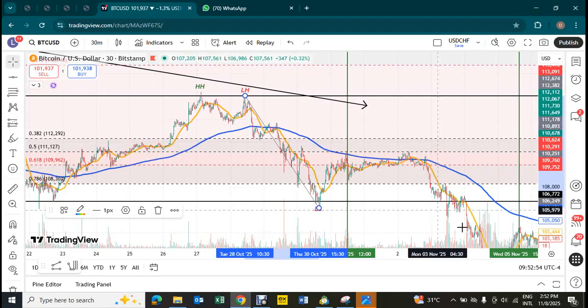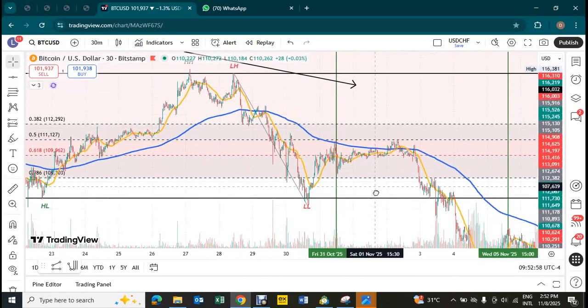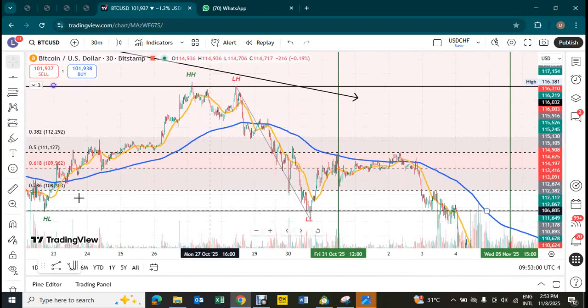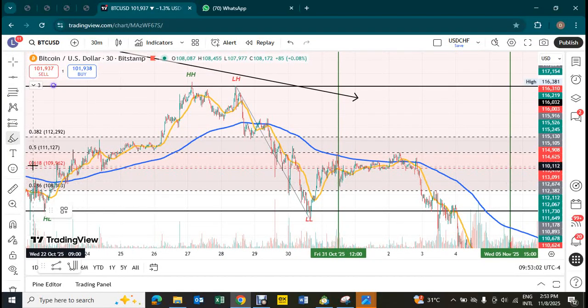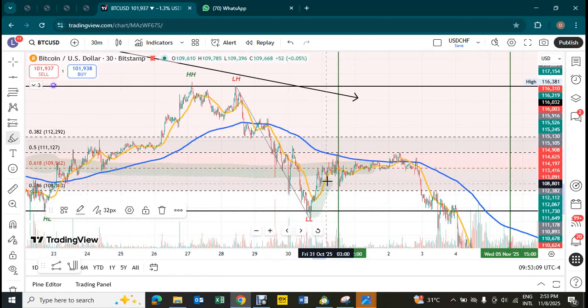Now remember, how do we know we found an accurate and valid LH? Price needs to get into the 0.618 area, this dash line. And what happened? We can see that price came up into this level, which means it's an accurate place to put an LH.